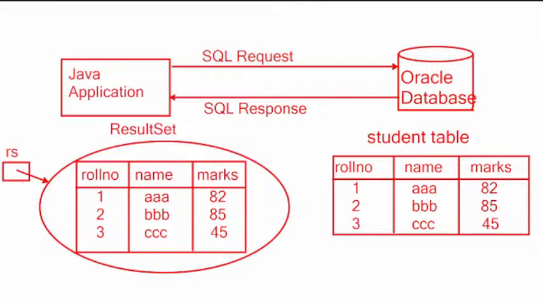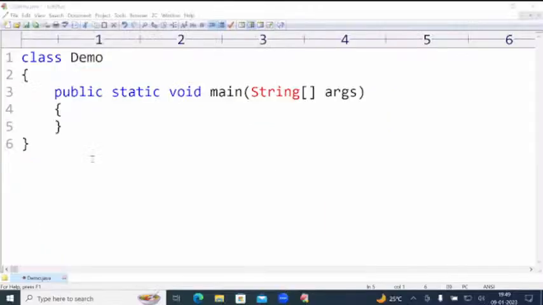Now you observe, through the Java application I'll send one SQL query, select star from student, executed here. This total data comes as an object, and that object is referred to by RS. Okay, this is your scenario. That code we will write first.